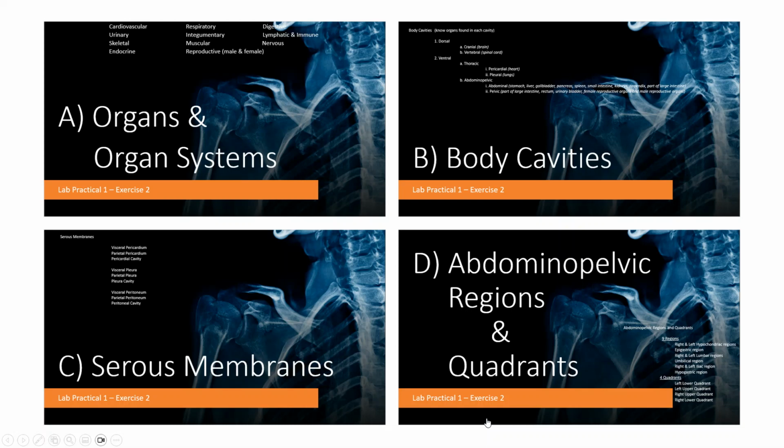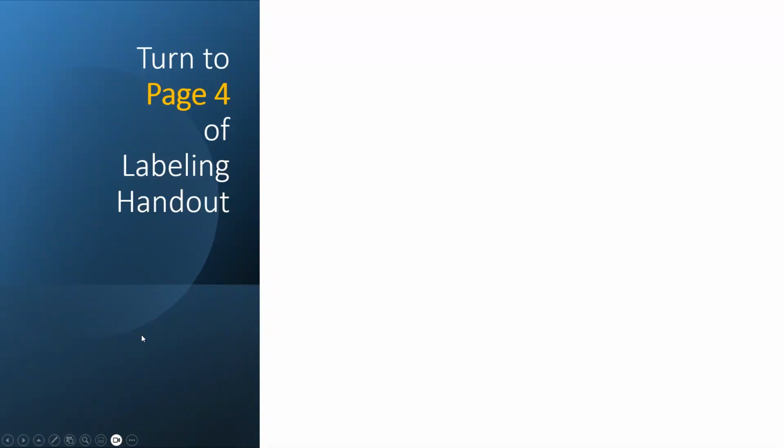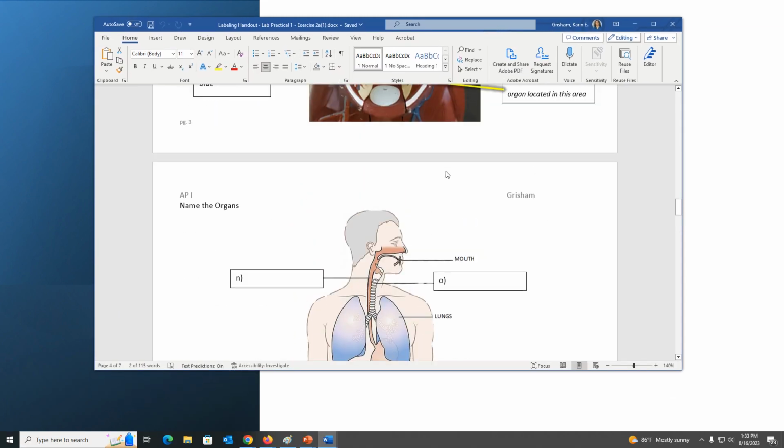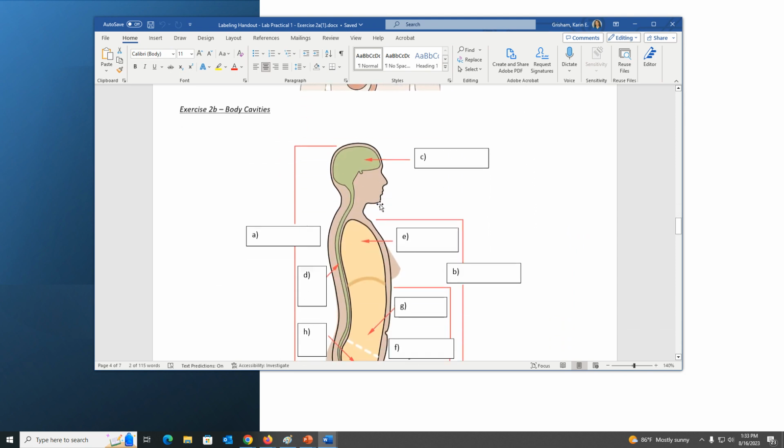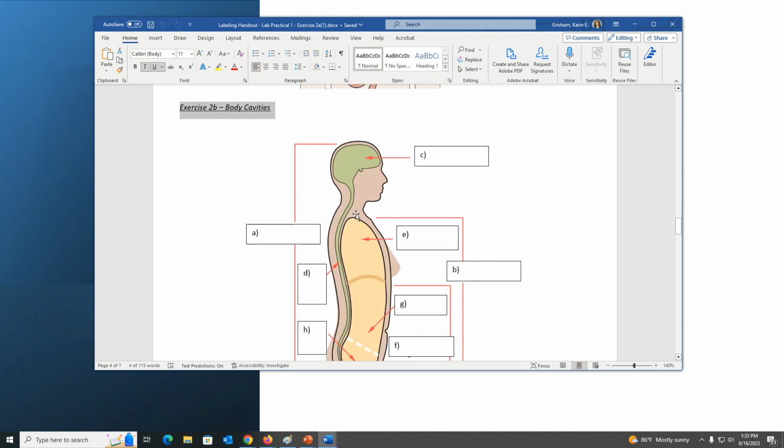Okay, this video is going to go over exercise 2B, which is going to be body cavities. So we're going to be taking a look at this one right now, body cavities. We are on page 4 of the labeling handout. If you remember, your labeling handout is going to look like this. We just got done in the previous video talking about the esophagus and the trachea. So now we're on 2B, which is going to be the body cavities.